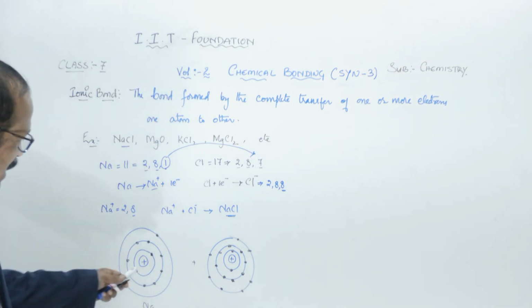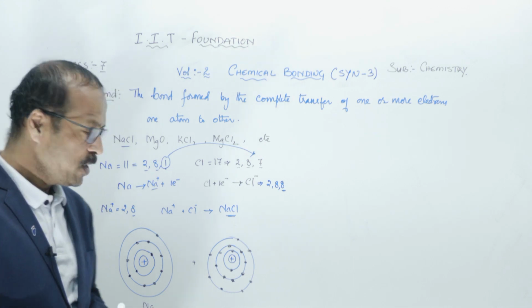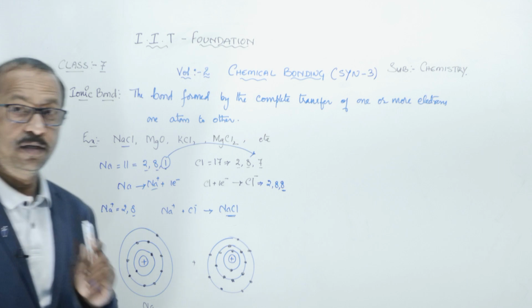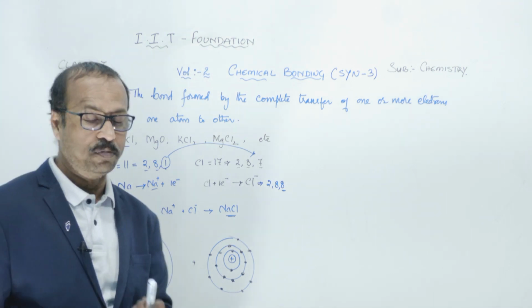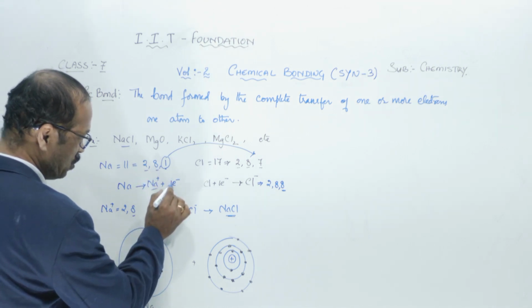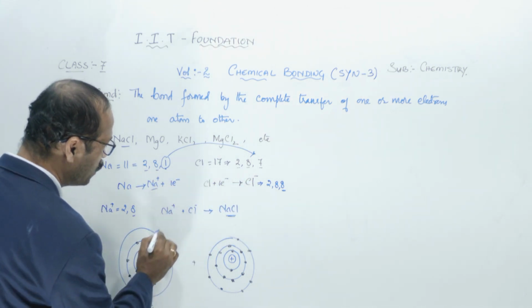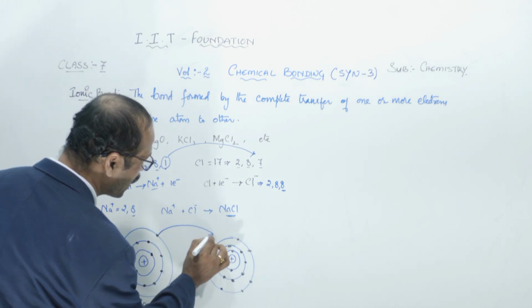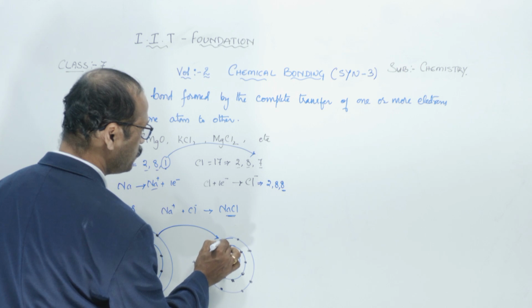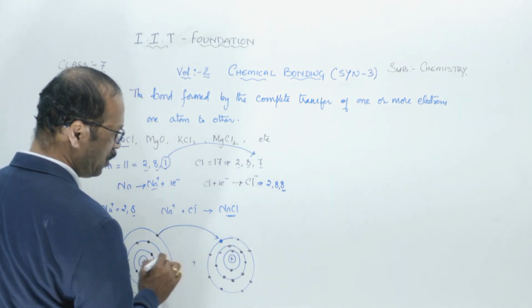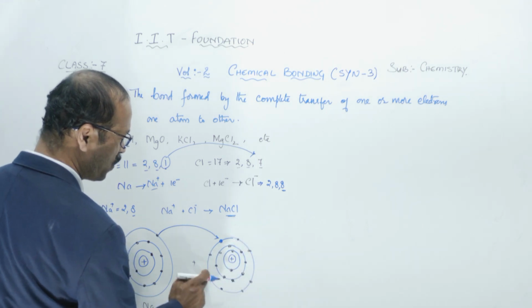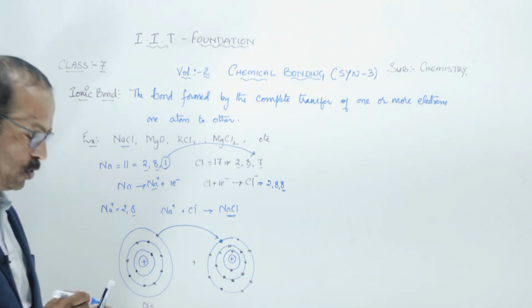Here 7 are there, 1, 2, 3, 4, 5, 6, 7. So now this is unstable, this is unstable, because here the last shell has only 1 electron and here the last shell has 7 electrons. It should be an octet, meaning 8 electrons should be there. Sodium is losing 1 electron and chlorine is taking 1 electron. So this one electron gets transferred here. I'll represent it with the blue color. Now how many electrons are there? 1, 2, 3, 4, 5, 6, 7, 8. 8 electrons, stable.